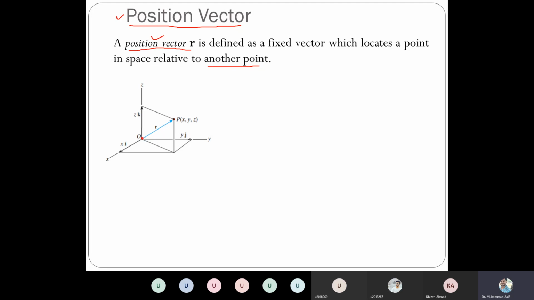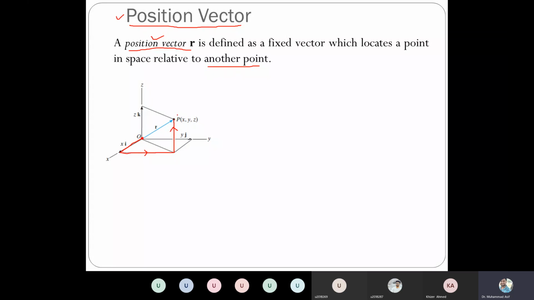So how can you reach this point? First of all, from the origin you need to move in the X direction, right? And then you need to move in the Y direction, and then you need to move in the Z direction. Then you can reach that point. I mean, here is the distance of this point from the origin along the X axis, then you go in the Y direction, and then you go in the Z direction, right? So that will be the position vector of this point.